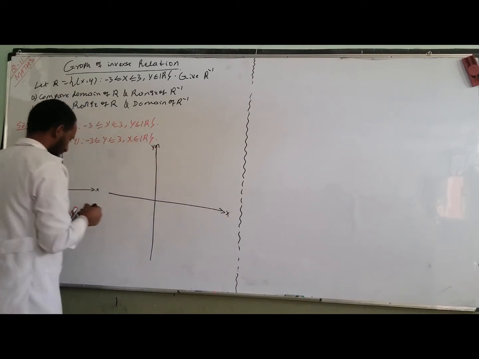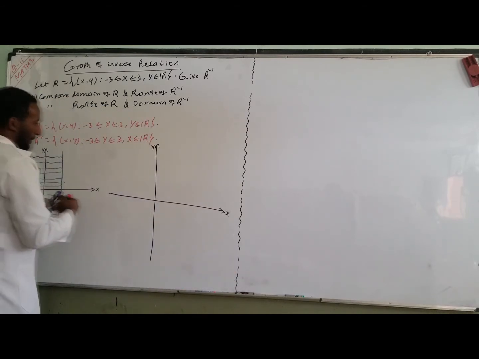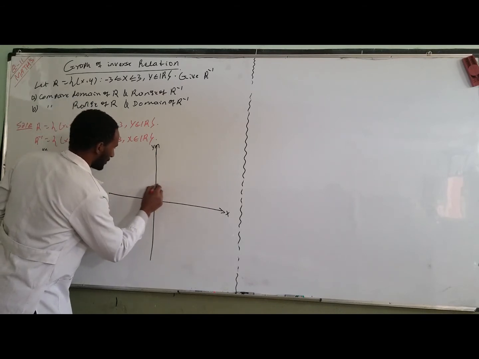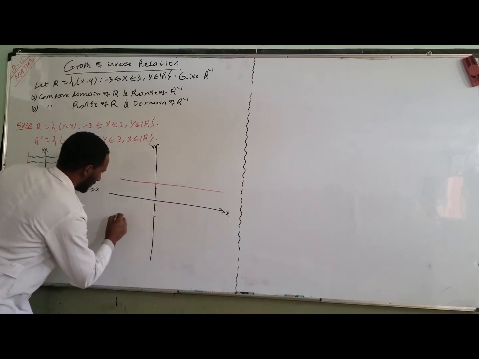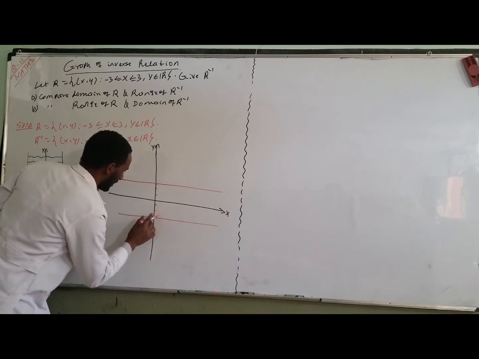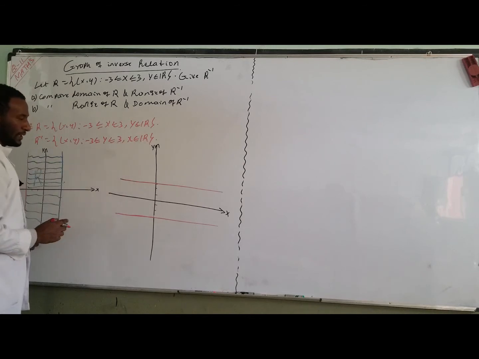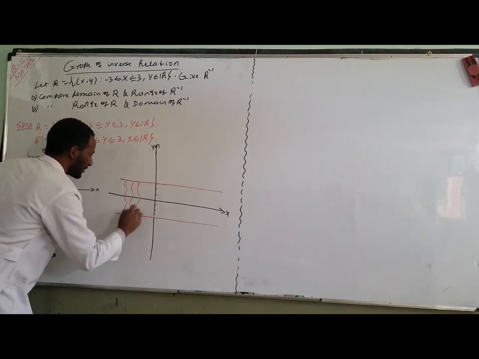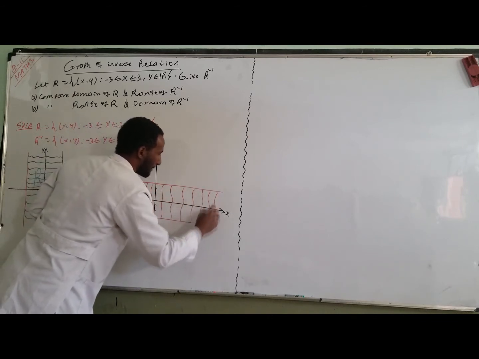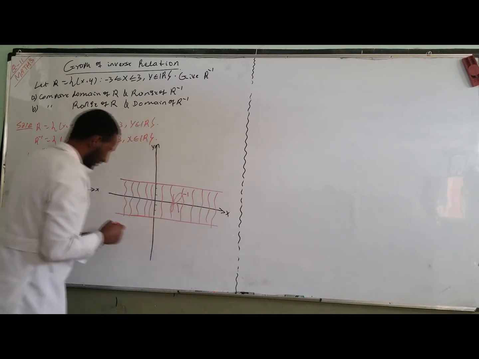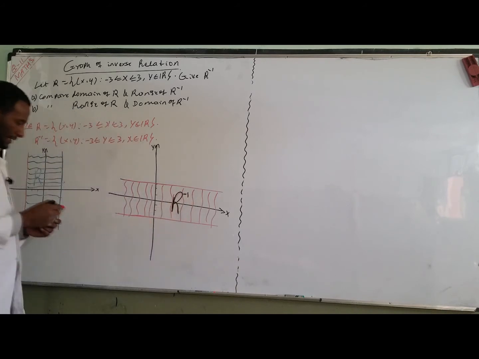R inverse means y is between negative 3 and 3, therefore 1, 2, 3 here, this, and 1, 2, 3, this is negative 3, then x is an element of real numbers, therefore this region is R inverse. This region is R inverse.